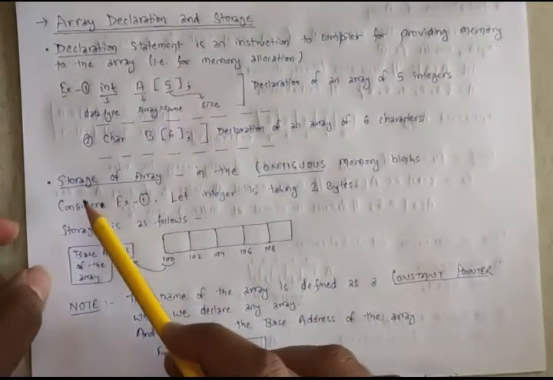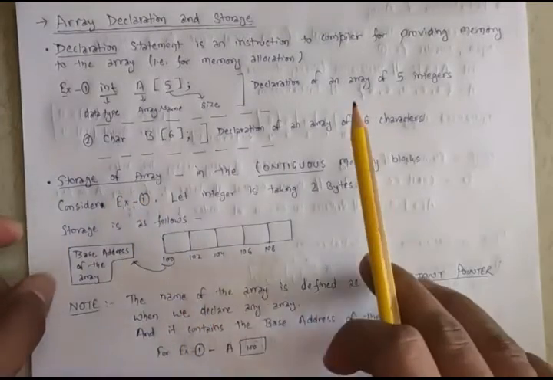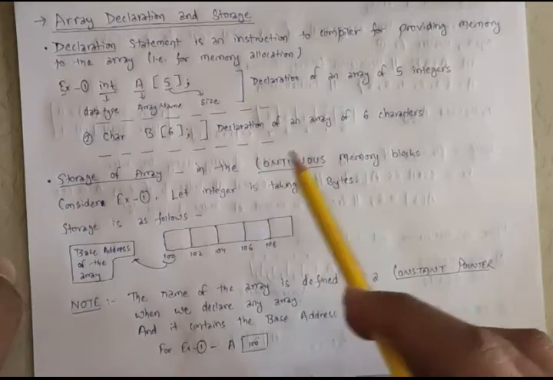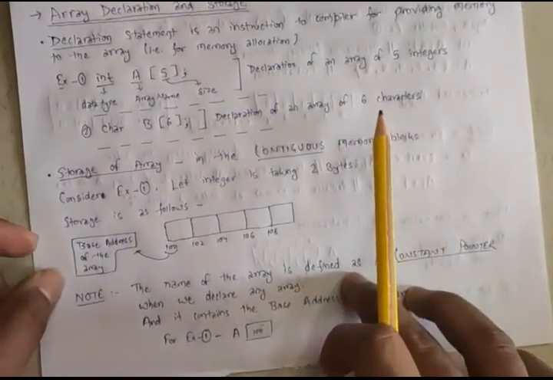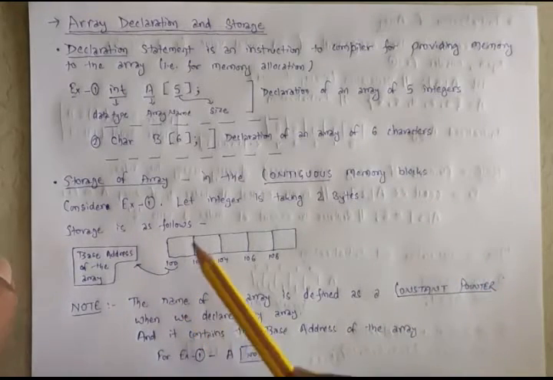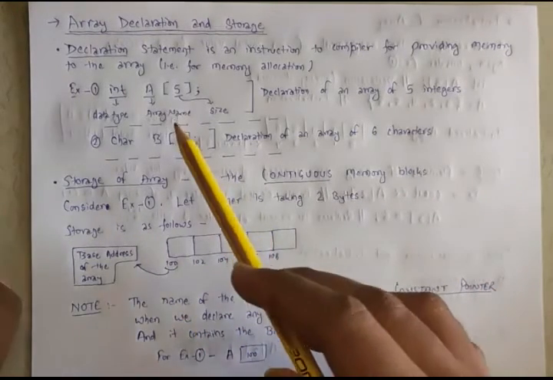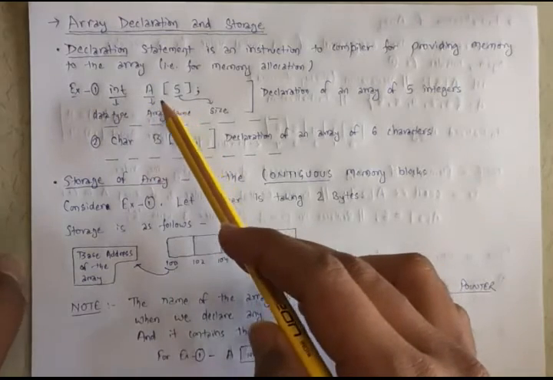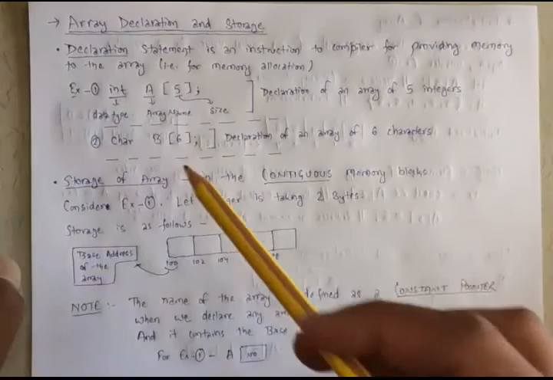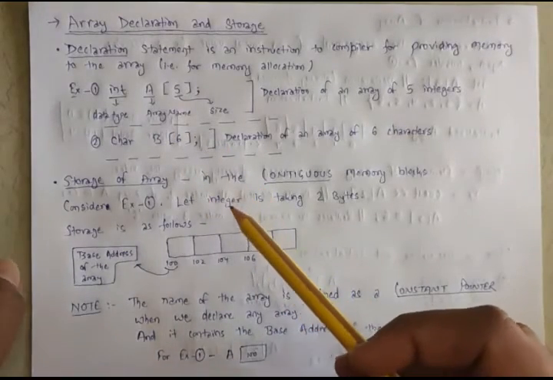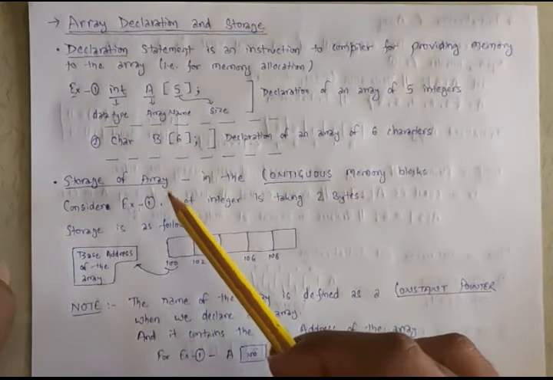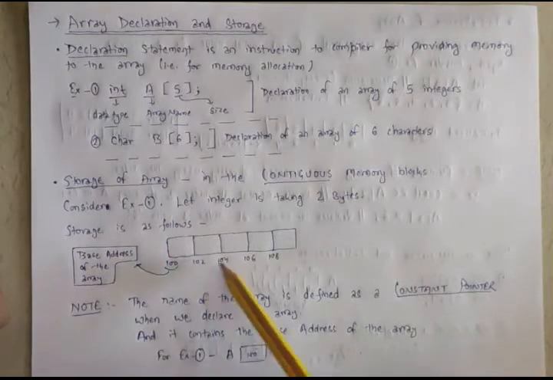The next point is storage of array. The storage of array is always done in the contiguous memory blocks. So what do we mean by contiguous memory blocks? Let's take this example first, in which we have declared an array of 5 integers. Let's suppose that the integer is taking 2 bytes. So the storage of this array would be like this.